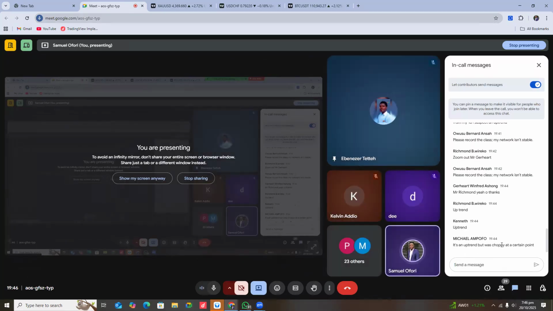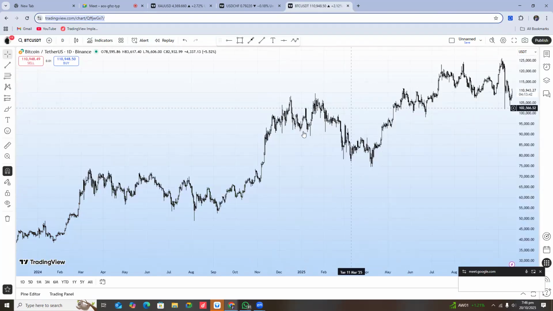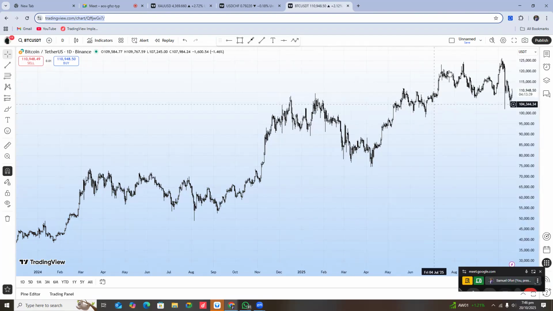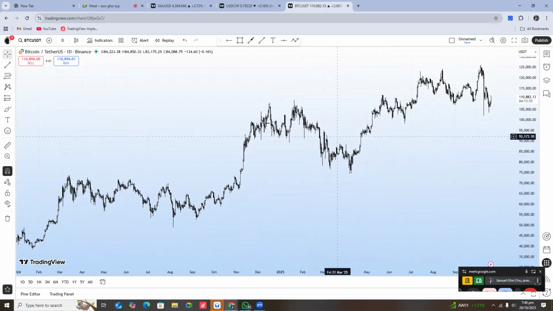It's an uptrend, but was choppy at a certain point. Okay, Michael, thank you. Yeah, of course, choppy around here, even here, but it's a clear uptrend because we can see the highs. This is a higher high, which is higher than this one. We have another one here, which is a higher high than this. That confirms that the market is in an uptrend. We have the higher lows here too. So this is an uptrend in markets. Don't get it twisted.